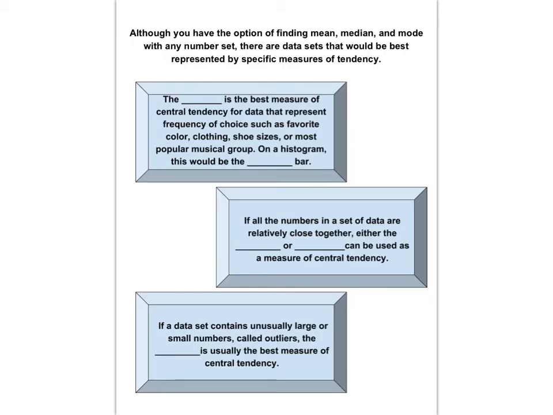Okay, so once you know what mean, median, mode, and range are, it's important to know when you would use those. So the top of this paper says, although you have the option of finding mean, median, and mode with any number set, there are data sets that would be best represented by specific measures of tendency. So sometimes it's going to be best to use mean, sometimes it might be more accurate or more representative to use mode, and there are certain times when those options are better.